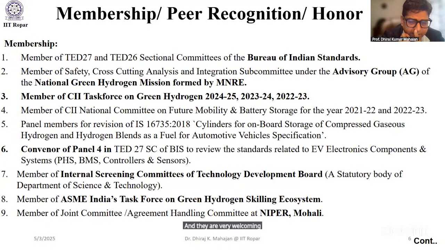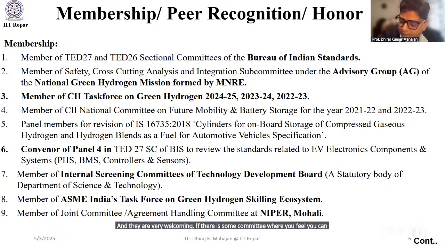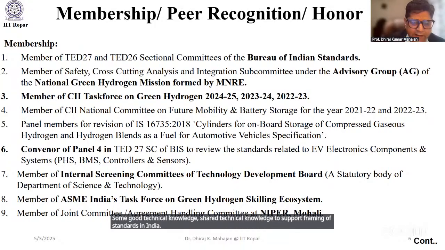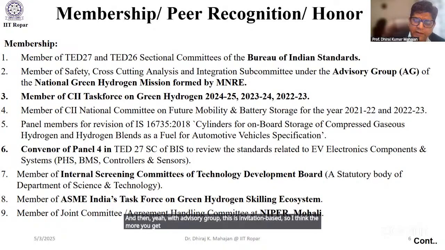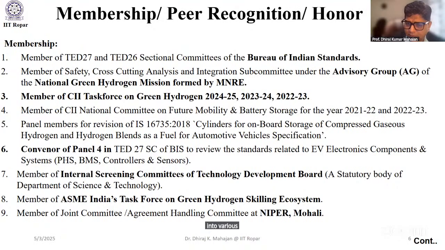If there is a committee where you feel you can be part of it and share technical knowledge to support the framing of standards in India, they are very welcoming, and I believe you should go to the Bureau of Indian Standards and browse which committee aligns with your interest and try to be part of it. With the advisory group, this is invitation based. So the more you become visible in various meetings at national level, the more presence is shown, the easier it becomes to become part of it.